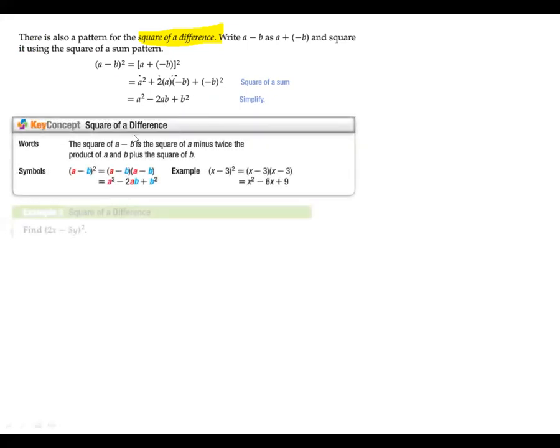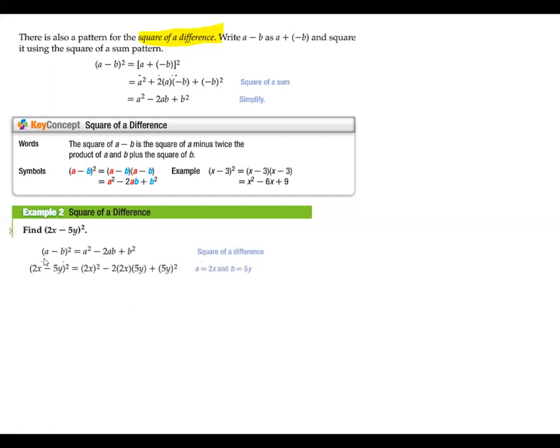So let's try an example here. Again, if this gets confusing, just write it out as this minus this times itself and then FOIL it. But we're going to do the square of a difference here. So you square the first term, subtract twice the product of the two terms, and then square the last term.